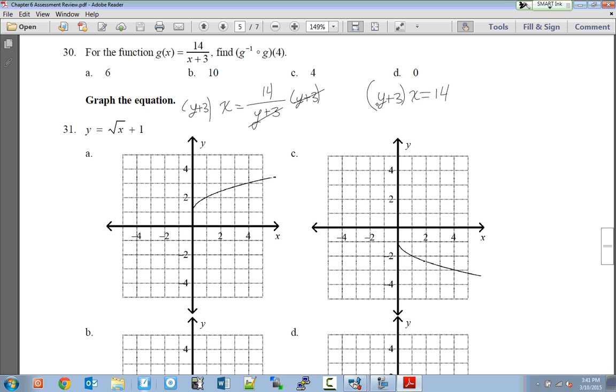Of course, we want to get the y by itself, so we need to go ahead and divide off the x. So now we have y plus 3 equals 14 over x. Subtract the 3, subtract the 3. So y equals 14 over x, and then minus 3. So this is our inverse: 14 over x minus 3.